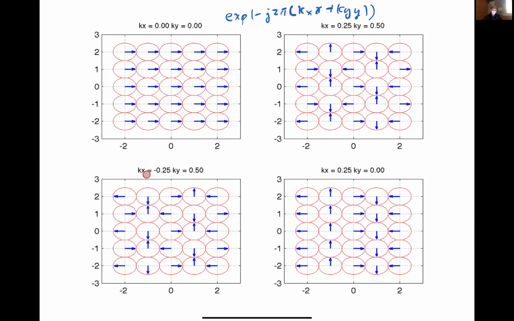Now here, we've kept Ky equals 0.5, but now Kx equals minus 0.25. And you see here, as I go from here to here, it's moving counterclockwise. And then here, I've kept Kx equals 0.25, so it's moving clockwise. And then here, I just want to point out that along any row, there's no variation in the spins, and therefore I must be at Ky equals 0. I'm at 0 spatial frequency in the y direction. So this is basically the basics of how to interpret where you are in K-space just by looking at these phasor diagrams.